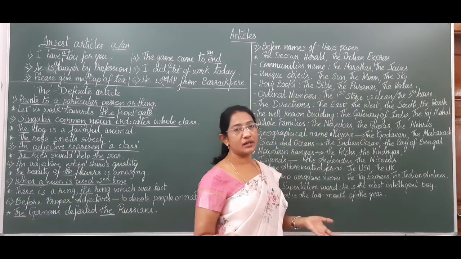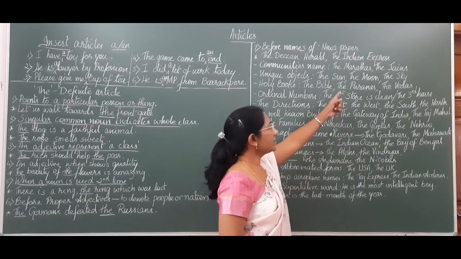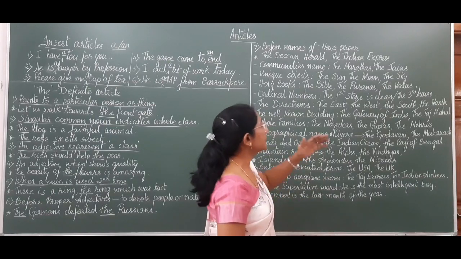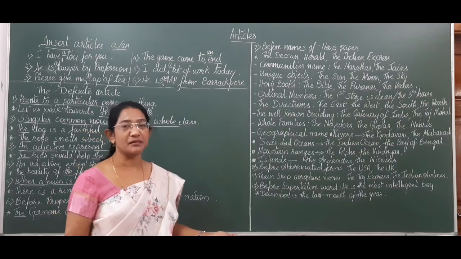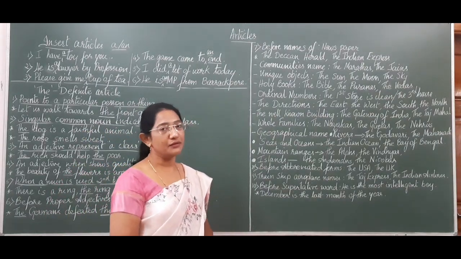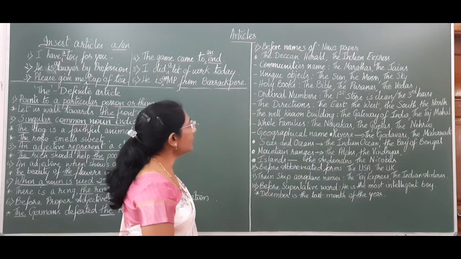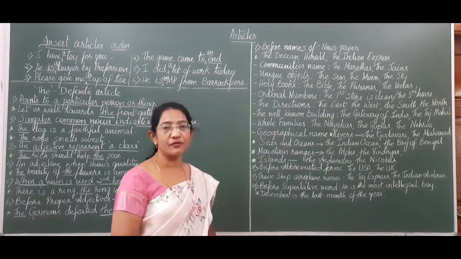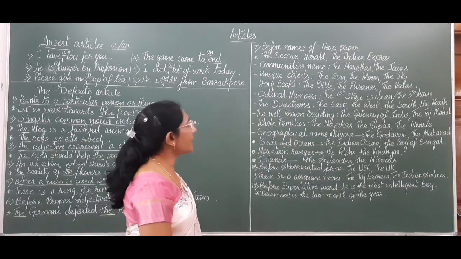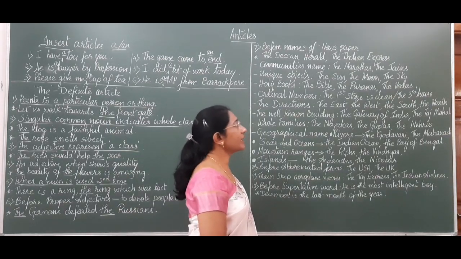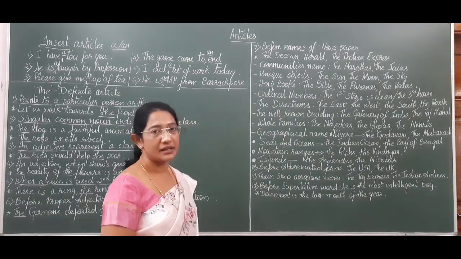The moon, you cannot compare the moon with anything else. So, it is a unique object, it takes the definite article the. The sky, so high and so vast, nothing can be compared with the sky. So, it becomes a unique object and takes the definite article the. Holy books. So, before the names of the holy books, we use the definite article the. The Bible, the Puranas, the Vedas, the Quran. So it is a particular name.